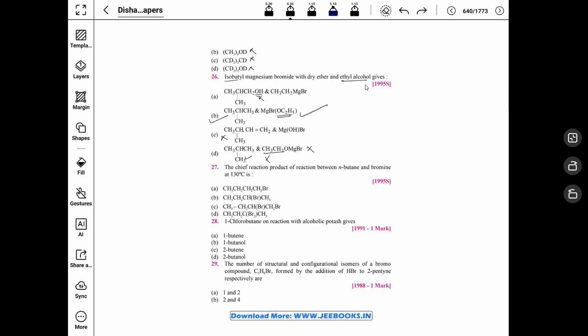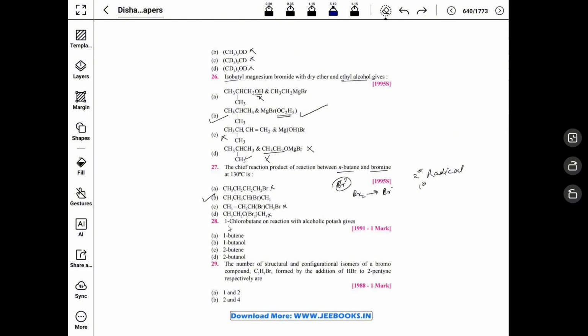Now the chief reaction product of reaction between n-butane and bromine at 130 degrees Celsius. So n-butane and bromine. Bromine will decompose to give Br radical, and the secondary radical is more stable than the primary radical. Therefore, the product will not be this, and in this case dibromination is taking place, not this one, and the same, not this one. So this will lead to the monobromination, and the correct answer is B.